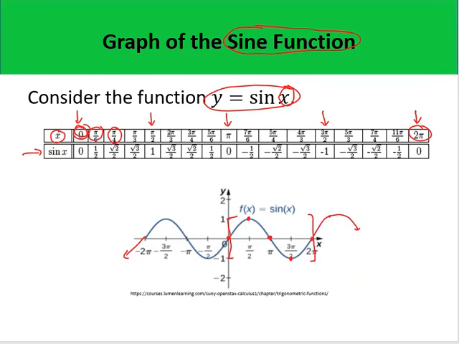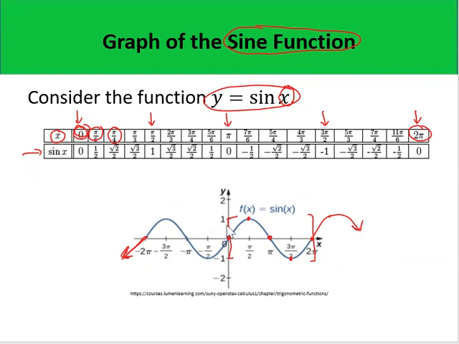Okay, so to get its properties, let's determine the domain of the sine function. The domain of this sine function is the set of all real numbers because the graph extends indefinitely to the left and to the right side. So that means the domain is the set of all real numbers x.